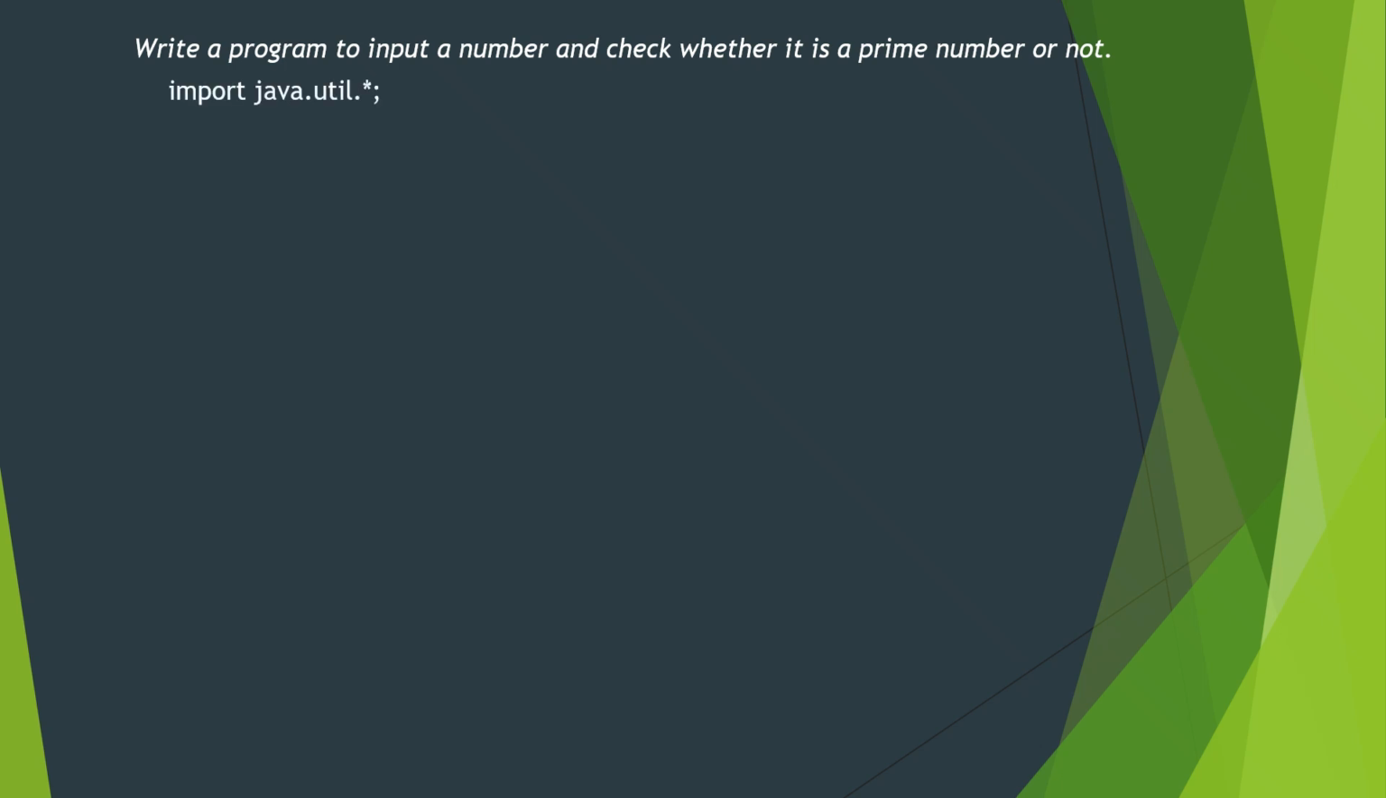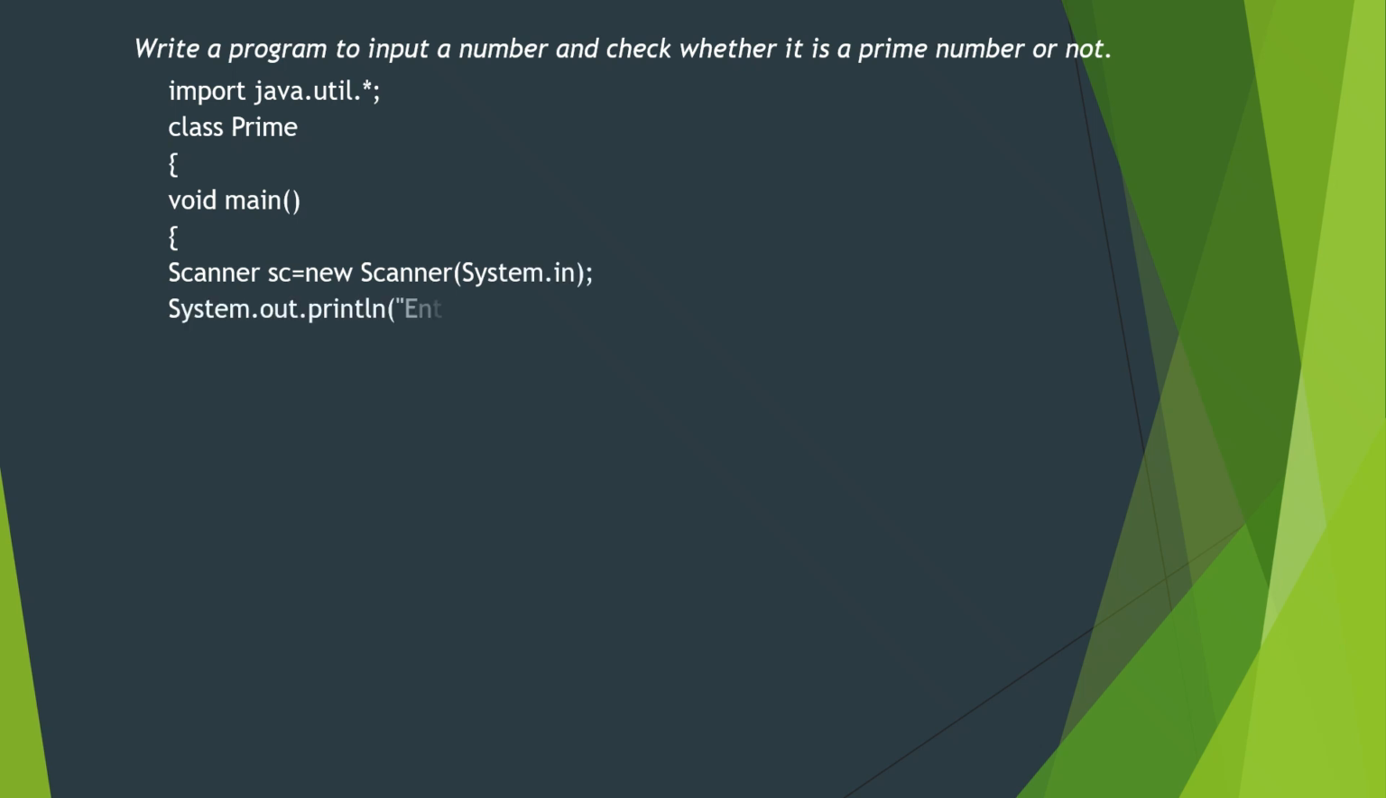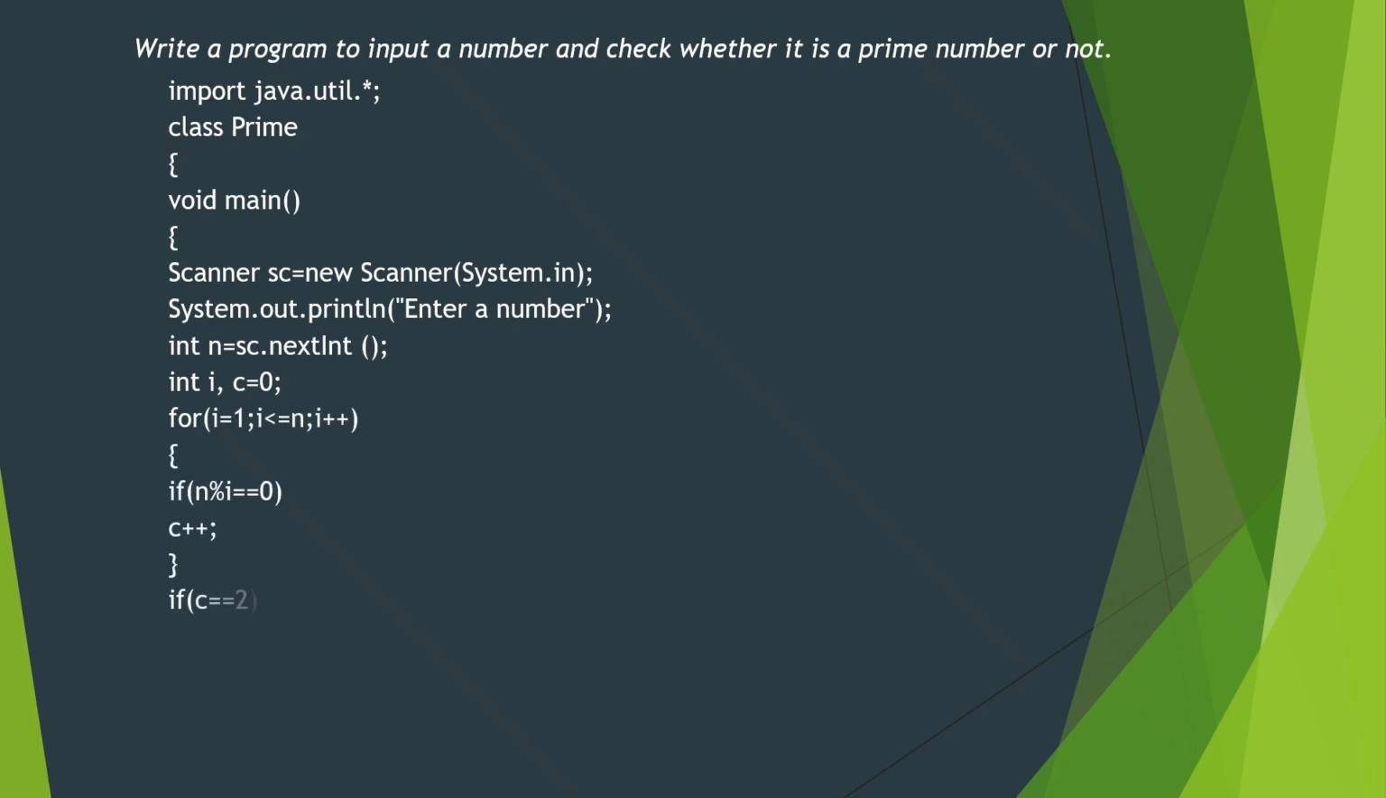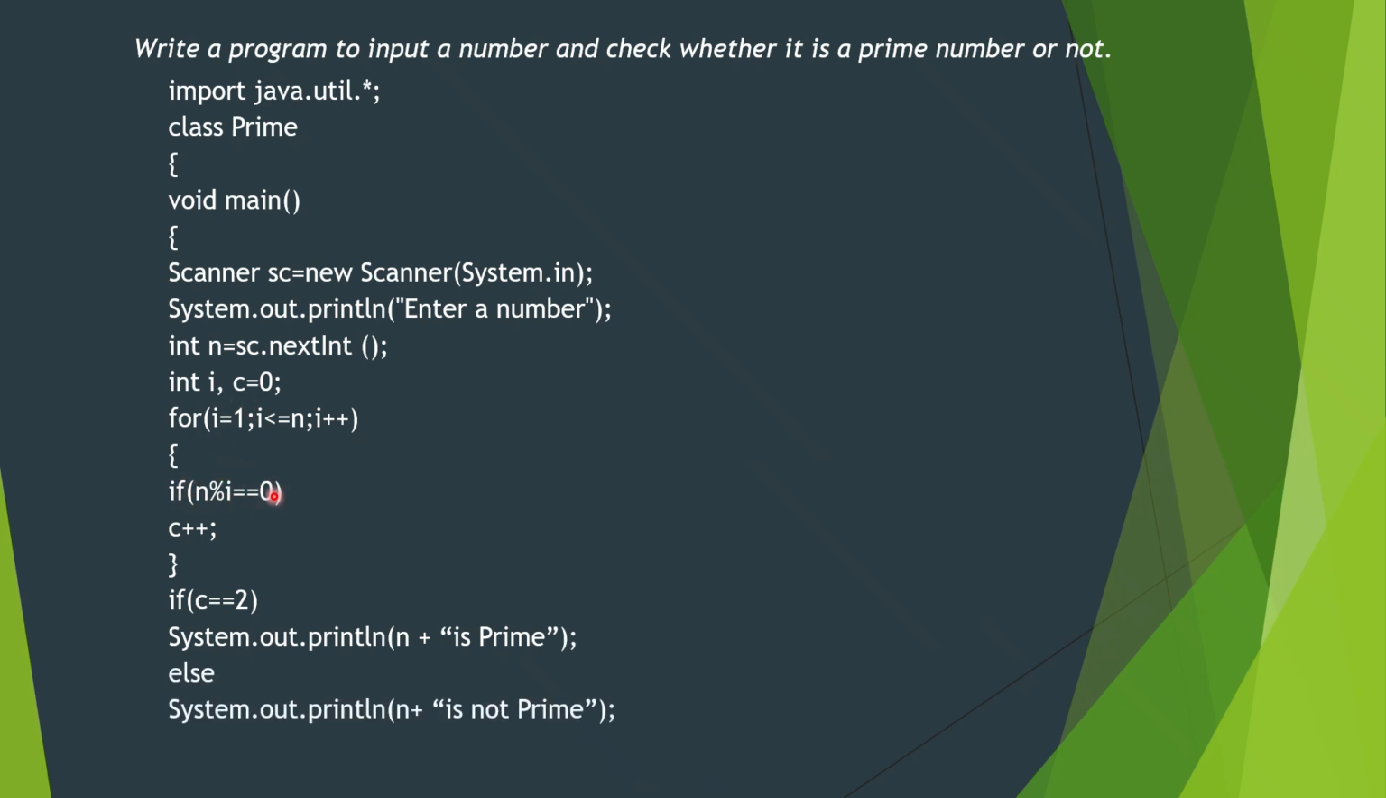So here we can take import, then class Prime, void main, and a Scanner object will be created. We'll take an input of a number. Now a loop variable and a counter. Now a loop will begin from 1 to the number. Here n % I == 0. This is the condition for finding a factor. If the number is divisible by I, it means I is a factor of the number.